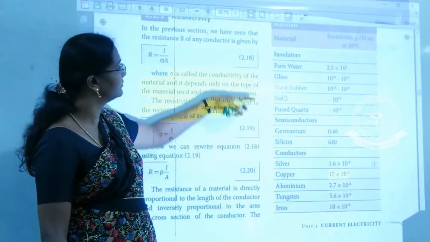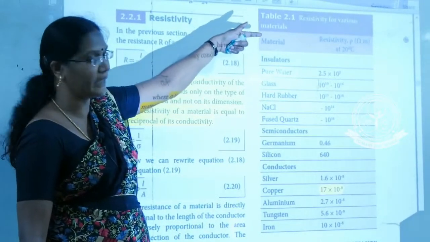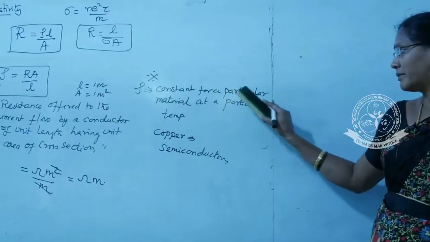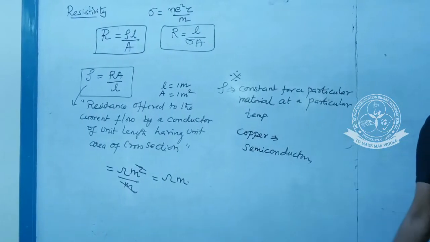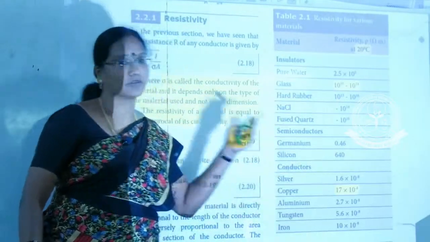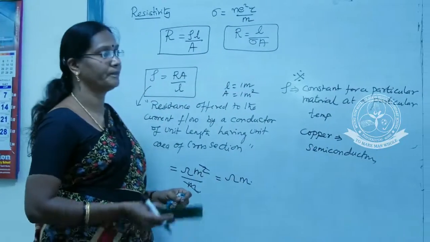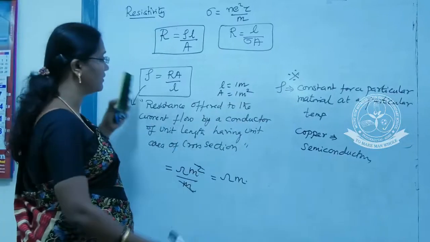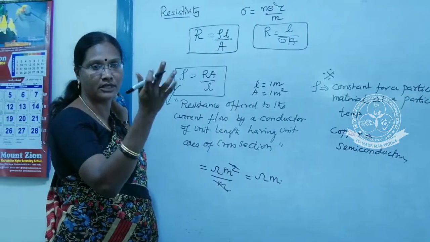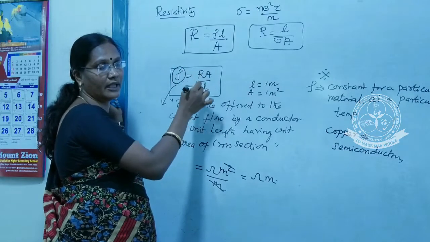See here, these are the materials and their resistivity, at 20 degrees Celsius at the top. That is very important. I said resistivity is constant for a particular material, but at a particular temperature, because if the temperature varies, automatically the resistivity value will also change. This is an important thing we should remember. So why is the resistivity changing? If R is changing, A is changing, L is changing, what about resistivity? There is no change in resistivity, because resistivity does not depend on R, A or L.